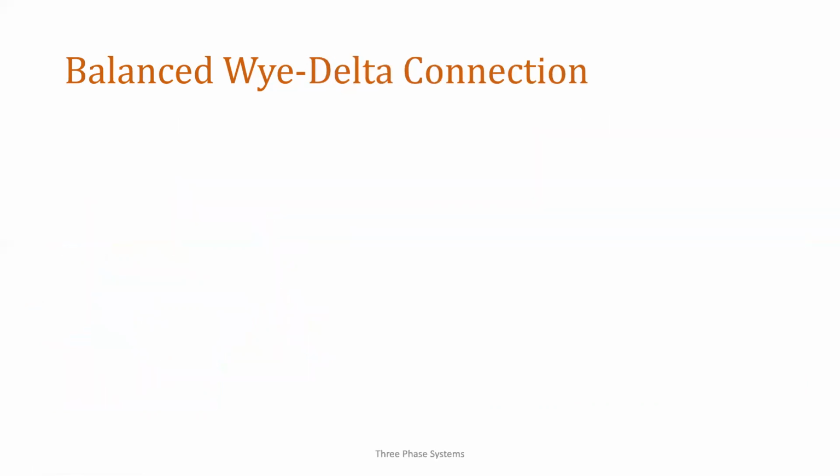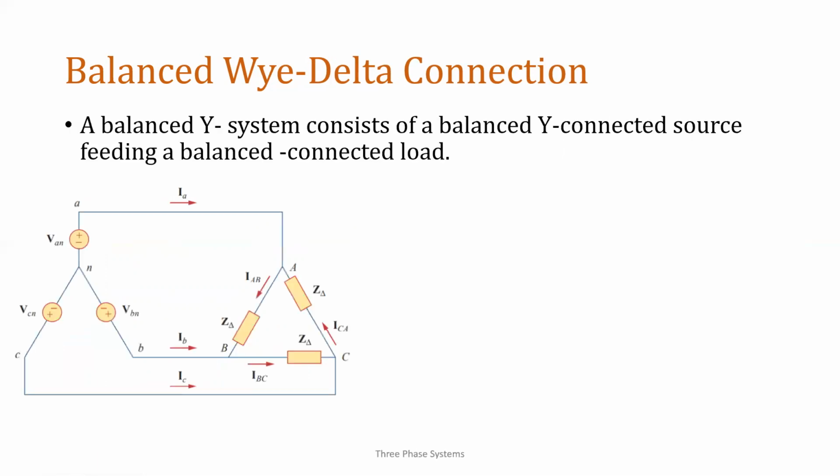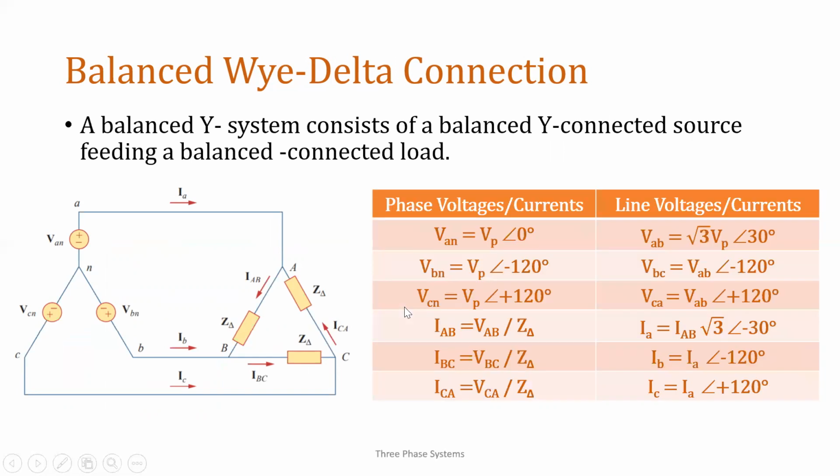Next, let's have the balanced Y to delta connection. Basically, it looks like this one. We have a source having a Y configuration and a load having a delta configuration. These are the phase voltages and currents, and these are the line voltages and currents for a Y-delta connection.